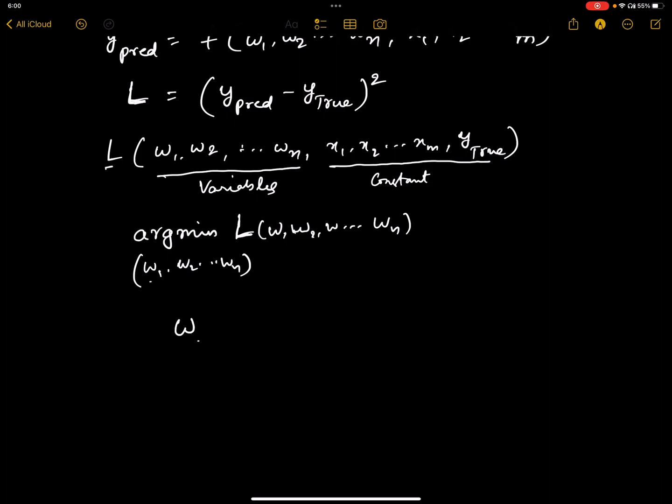For this, we can apply gradient descent. So we make use of gradient descent. We find the partial derivative of the loss function with respect to each of the weights, and we keep updating those weights, and eventually we arrive at the set of weights at which the loss is minimum.